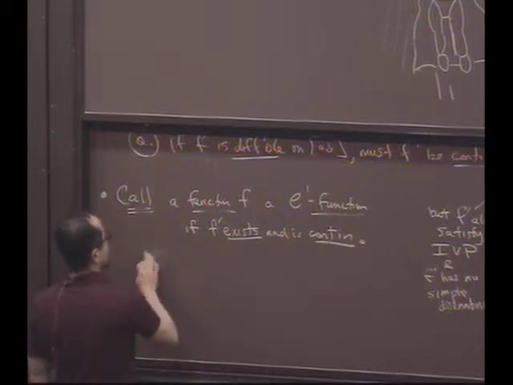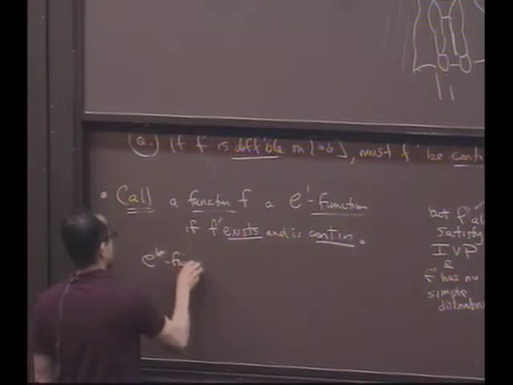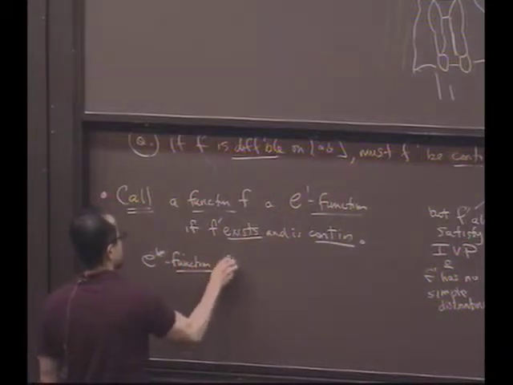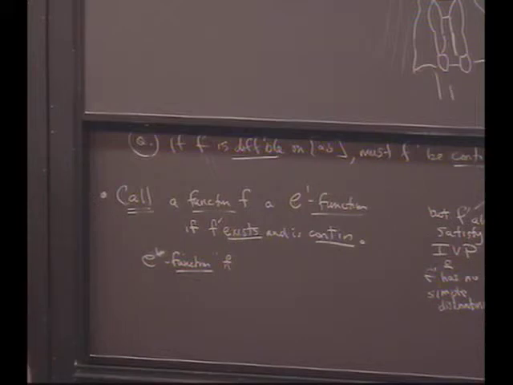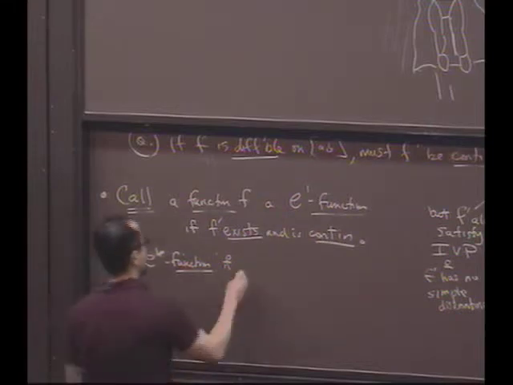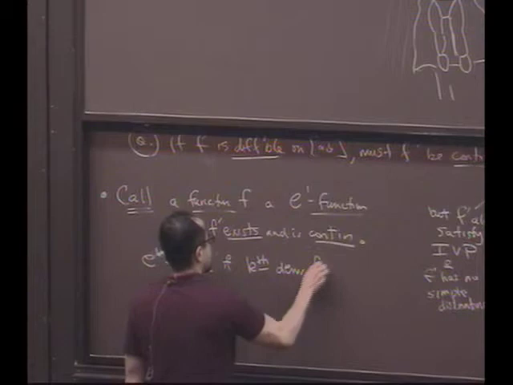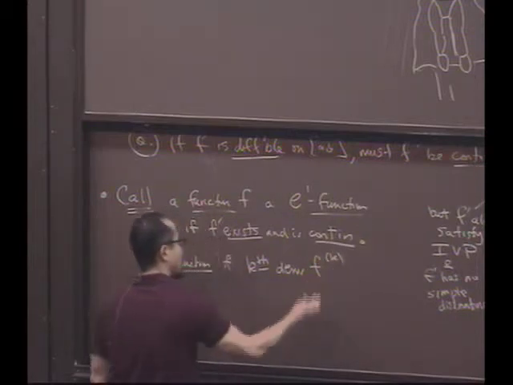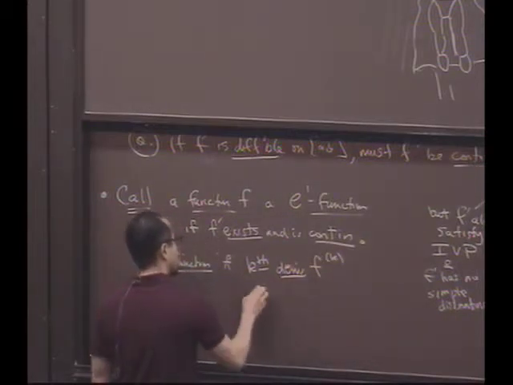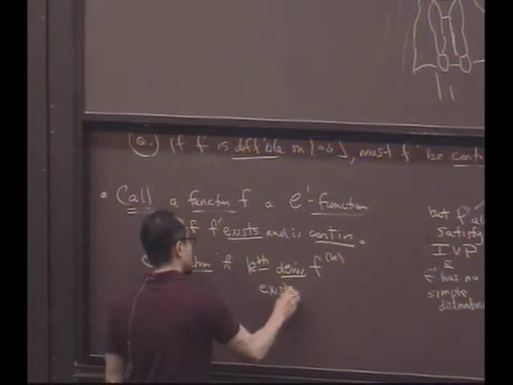Similarly, we'll call a function Ck if what? If it has how many derivatives? K derivatives, and the kth derivative is continuous. If the kth derivative, which is sometimes written f with a parenthesis k, exists and is continuous.